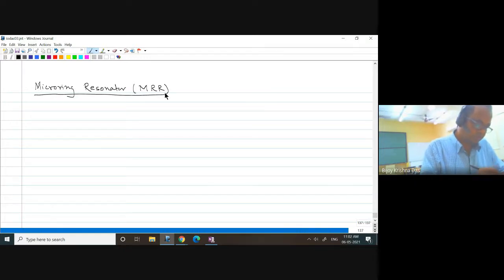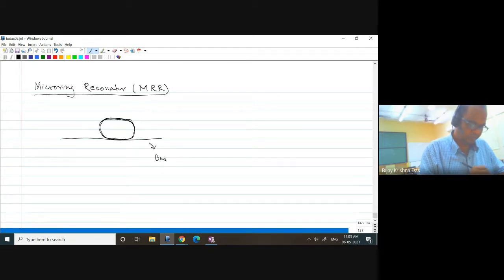So two different types of micro ring resonators are there. One is called something like this. So this is your ring waveguide you can consider. And this is called the pass waveguide, and this is actually the ring.